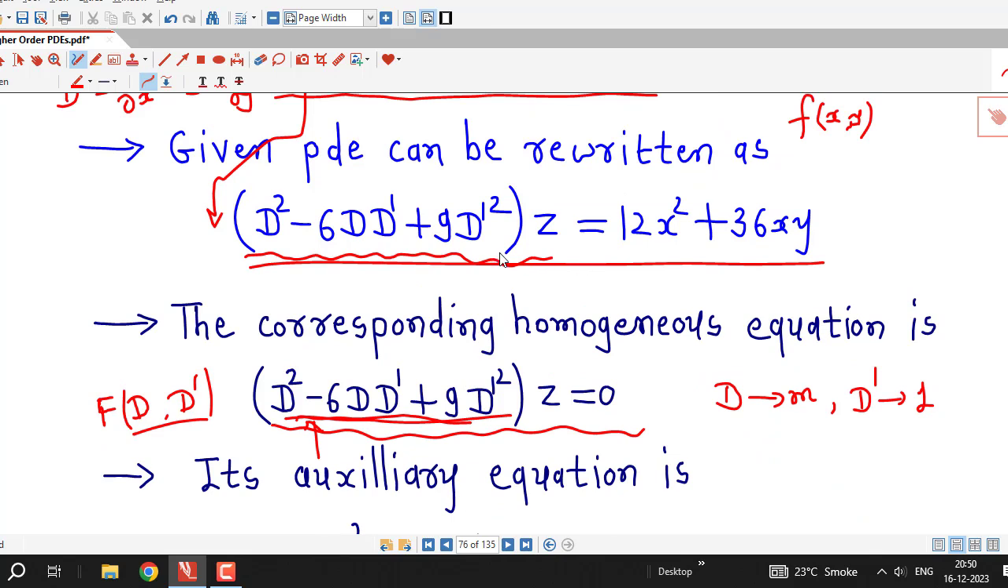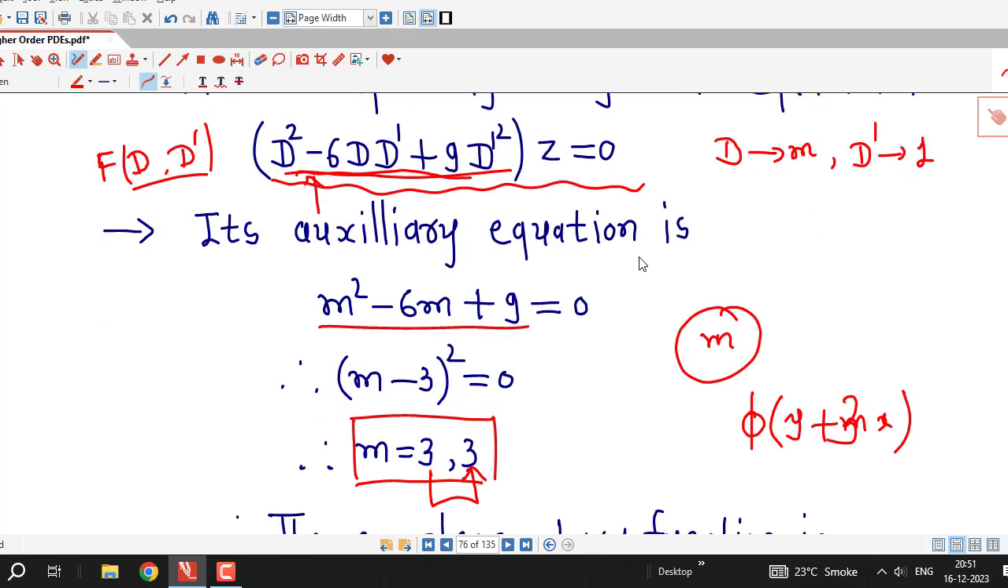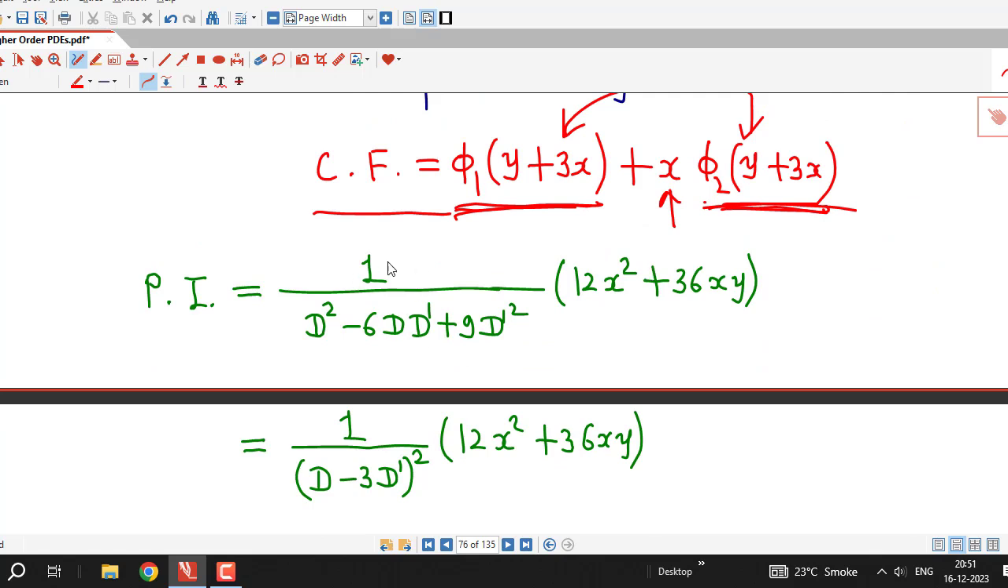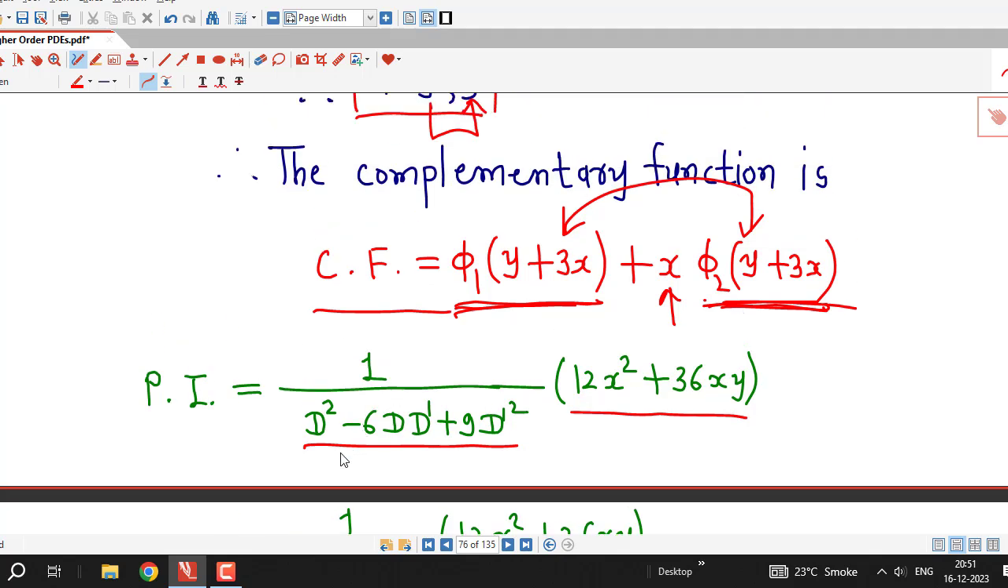Now for the particular integral, we operate on the right-hand side. The operator D square minus 6 D D dash plus 9 D dash square I will transfer to the right-hand side, so that is 1 divided by this, operated on the right-hand side. So now the particular integral is 1 over this F of D, D dash operated on the right-hand side. Here we can observe that this is nothing but the square of D minus 3 D dash.